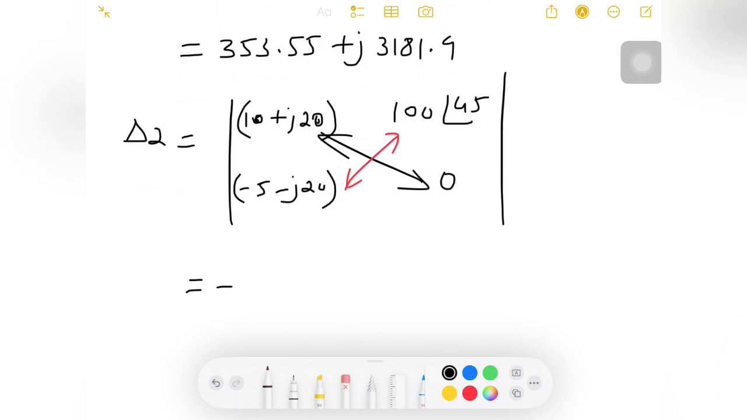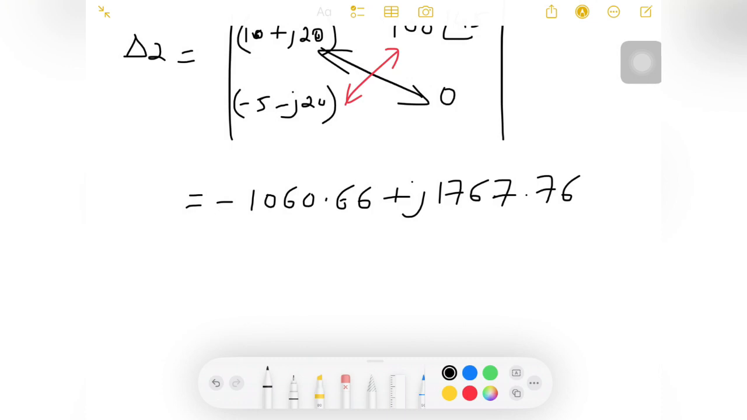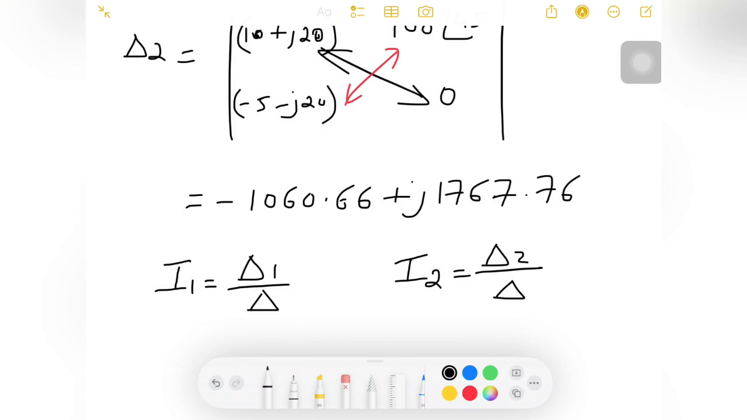If you simplify this in a calci in complex mode, you get 1060.66 plus J176.7. So once I know delta 1 and delta 2, I can determine the current I1. I1 can be determined using delta 1 by delta, and current I2 can be determined by delta 2 by delta. This is how we determine the current using Cramer's rule.